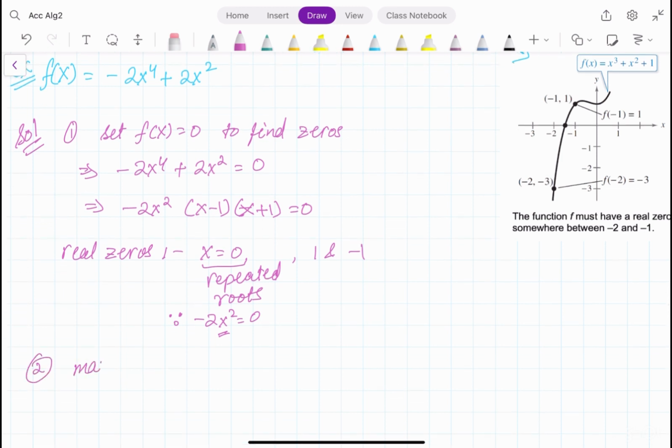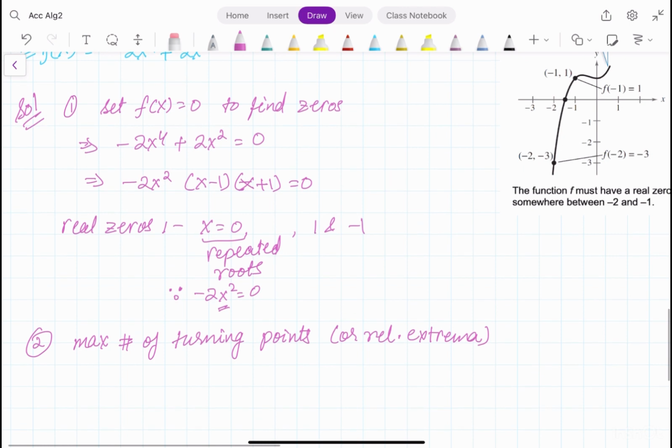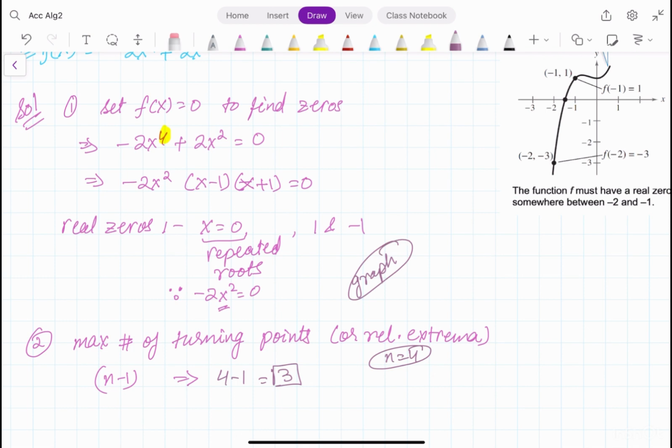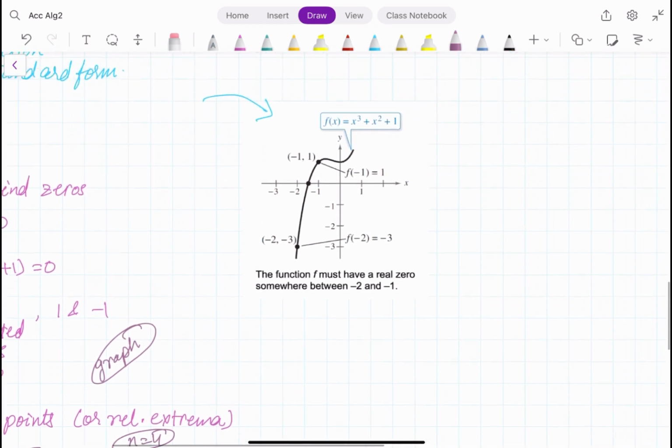Now the second part of the question is how many turns could be there. That means how many relative extrema we are looking for. So the maximum number of turning points will be n minus 1. The highest degree in the given function is 4, so n is 4. So we will use n minus 1, which is 4 minus 1, that is nothing but 3 turning points. So at most we are looking for 3 turning points. And you can graph this on Desmos and see whether you are getting 3 turning points or not.